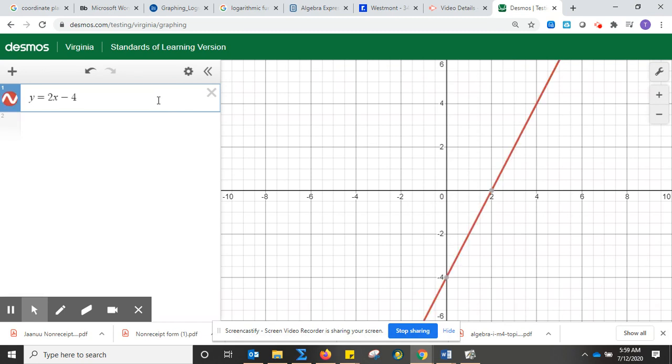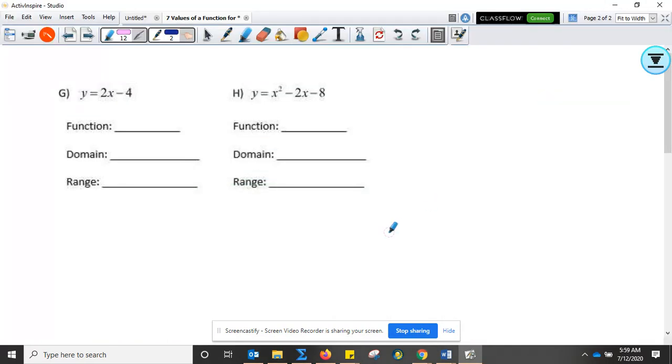If we look at this graph, it's a straight line, so it's going to be a function. And it keeps on going. So yes, it's a function. And we don't know the endpoints. So the domain is going to be parenthesis, negative infinity, comma infinity. And your range is going to be the same because once again, we don't know the endpoints. Negative infinity, comma infinity.